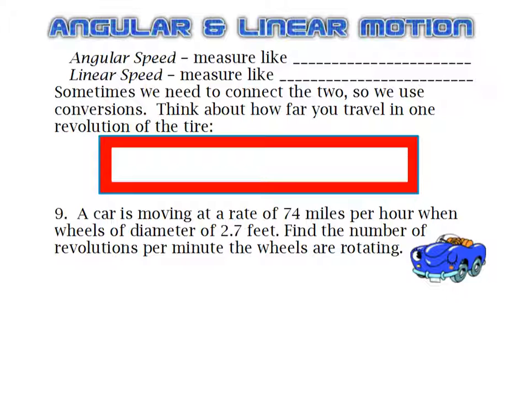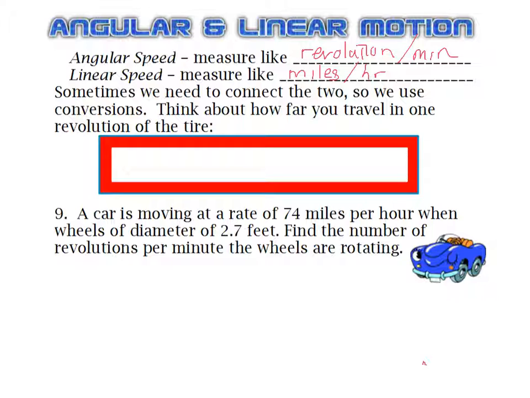Angular speed measures things that are spinning fast. Those are typically measured with revolutions per minute, per second, I don't know, revolutions per minute, we'll say. How fast is something spinning? But linear speed is measuring how far you're going in a straight line. So that's more like when you're driving your car and it's miles per hour, something to that effect. Sometimes we need to connect the two, so we're converting. Today is a day of conversions, huh?